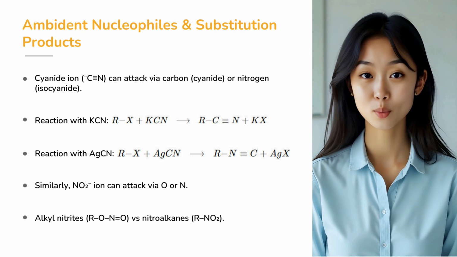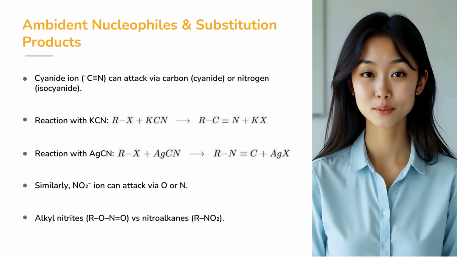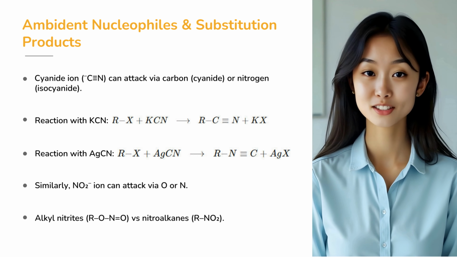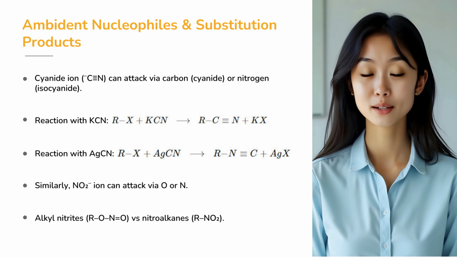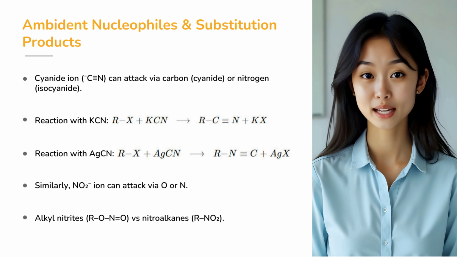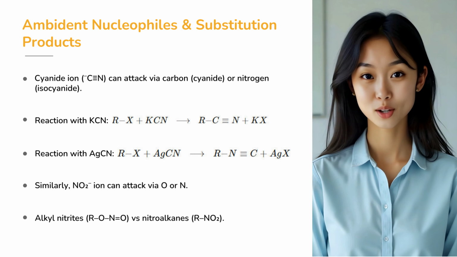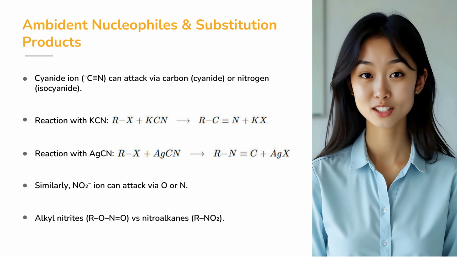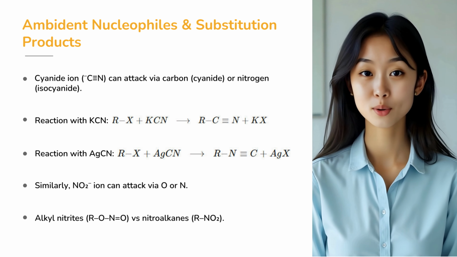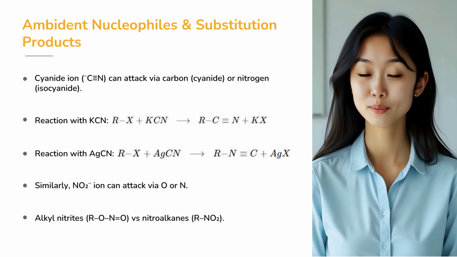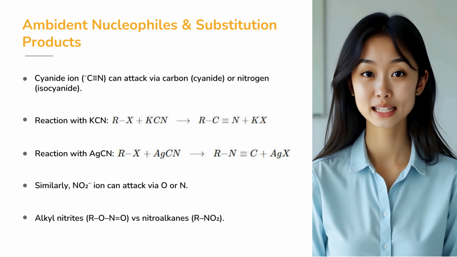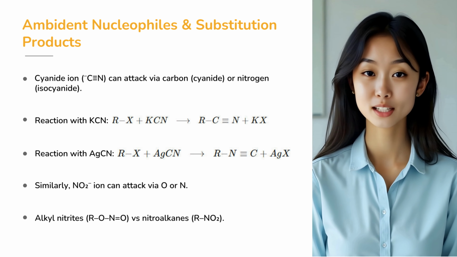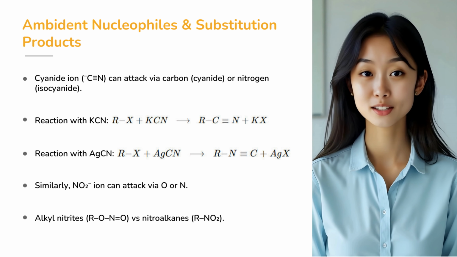Nucleophiles that have more than one possible site of attack. Take the cyanide ion. It is written as -C triple bond N. This ion can attack either through the carbon atom, which gives a cyanide product, or through the nitrogen atom, which gives an isocyanide product, for example, with potassium cyanide. R-X plus KCN gives R-C triple bond N plus KX.